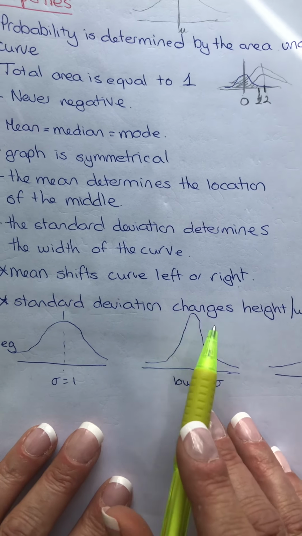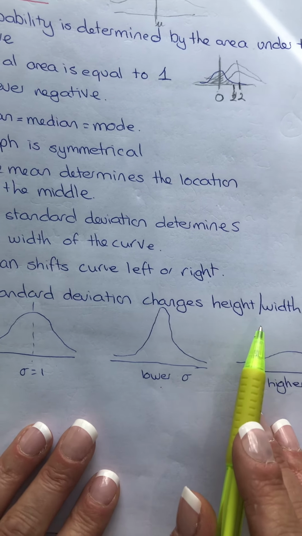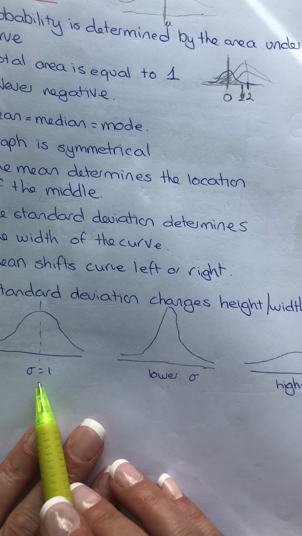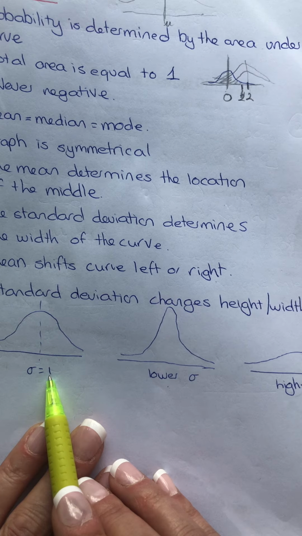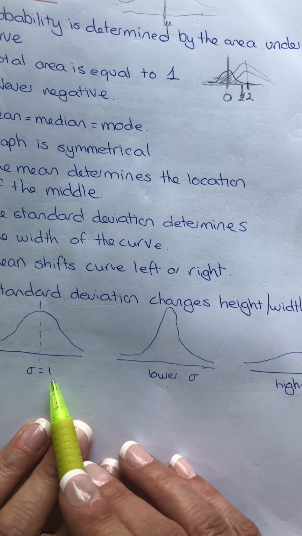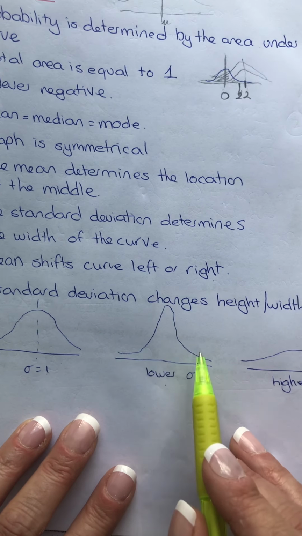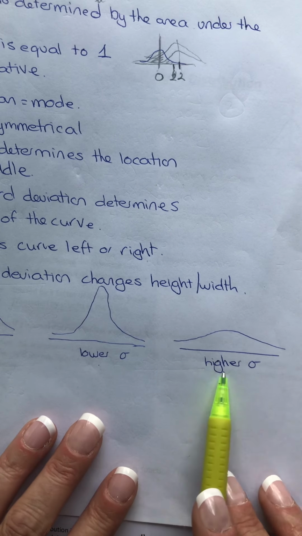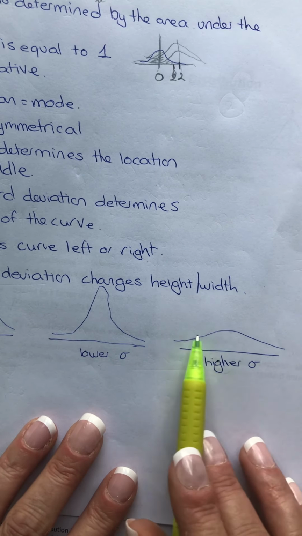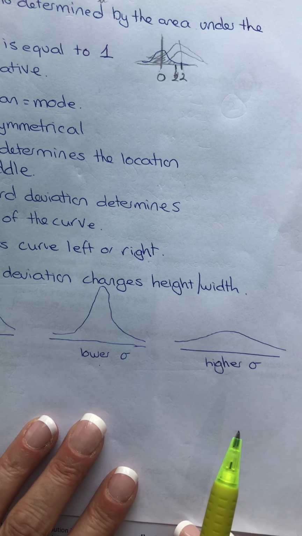So the mean shifts it to the left and the right. However, the standard deviation changes the height or the width. So here in the normal one, we have a standard deviation of 1. If that standard deviation is less than 1, then you'll find it goes up quite narrow. And if it's a higher standard deviation, then it becomes a wide graph.